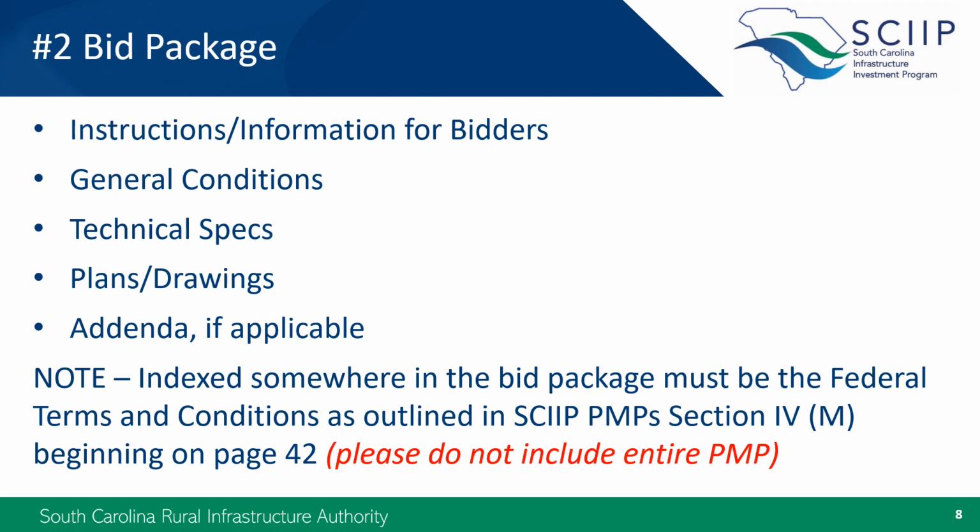What is not acceptable is the inclusion of the entire SCIIP project management procedures or simply providing a link to our website. We think that these methods can lead to confusion. In other words, the actual text from Section 4, Part M, which starts on page 42 of the SCIIP project management procedures, must be included in your bid package and easily indexed.